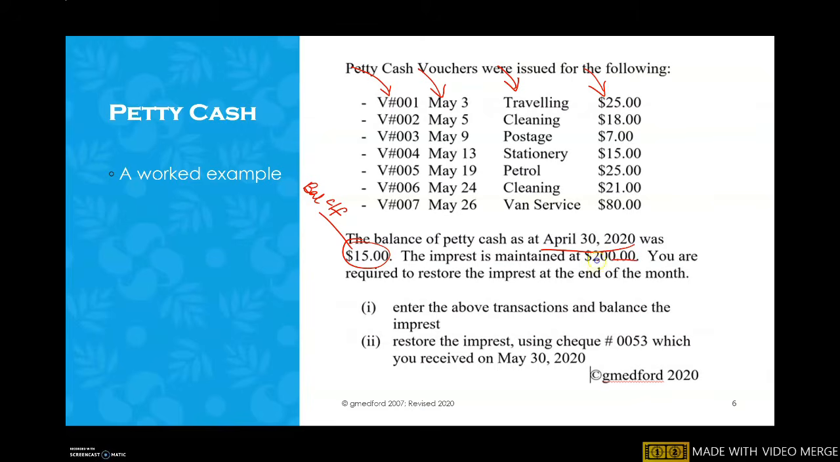The petty cash is maintained at $200. You are required to restore the imprest at the end of the month. Enter the transactions and balance off the book. Restore the imprest using a check dated May 30th.